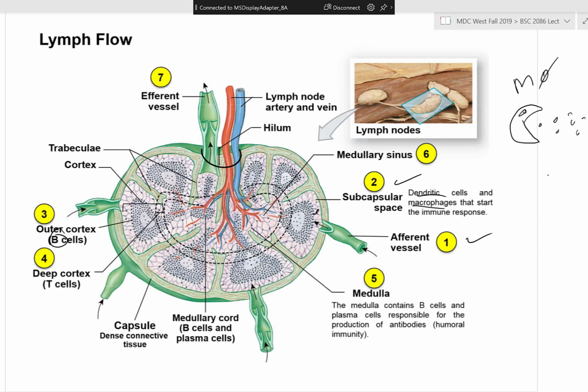They have different names. So as that moves all the way toward the inner cortex, we have exposure to T cells, and then from there it moves to the medulla, like mentioned before. And in the medulla you have, of course, your B cells and or plasma cells, which are the ones that are going to give you what? Humoral immunity. And there are two types of immunities, right? There's cell-mediated and there is humoral immunity.